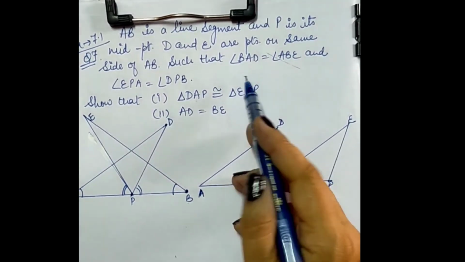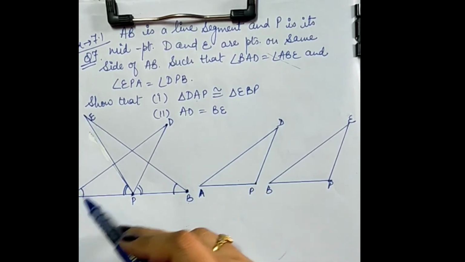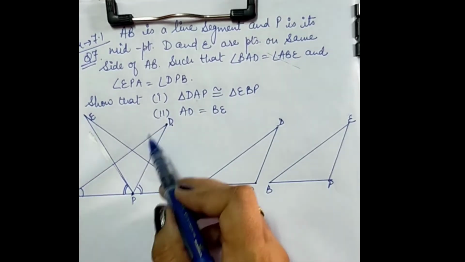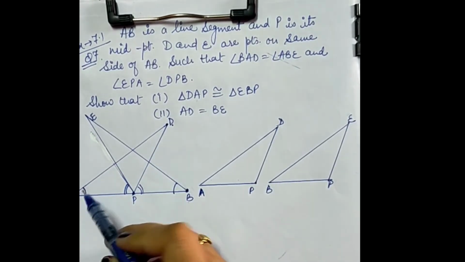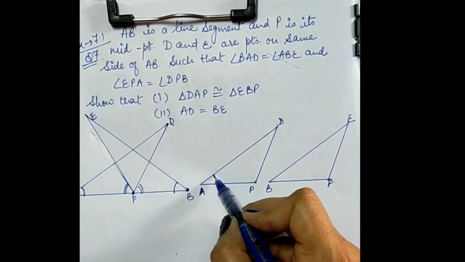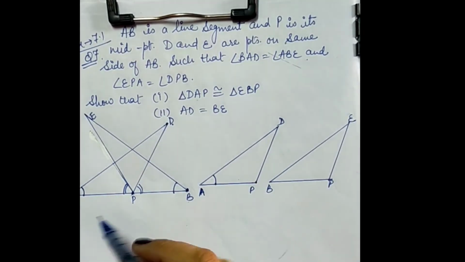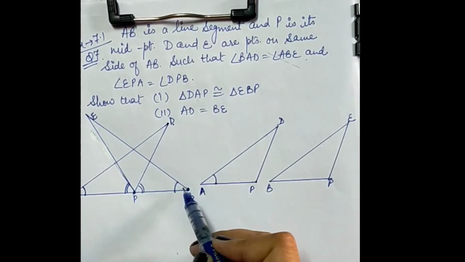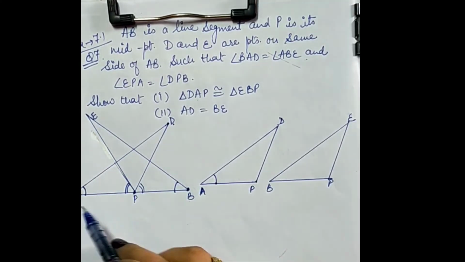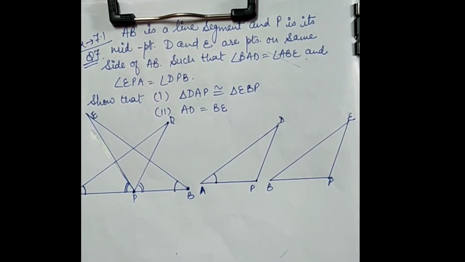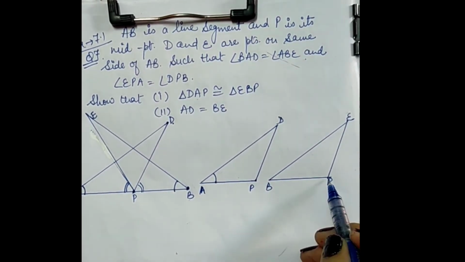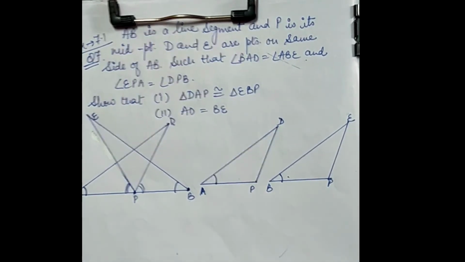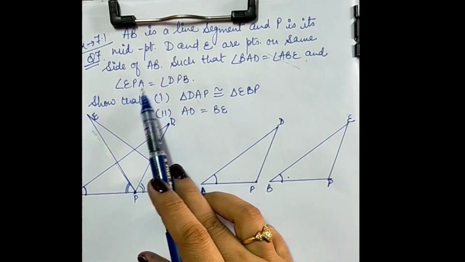So now you can see we have been given BAD, this angle. We can write it PAD as well. BAD or PAD are the same angles. So here this is the PAD, right? Then similarly ABE or PBE are the same angles. This one, PBE or ABE. So here is PBE. This is the angle. Next we have been given EPA.